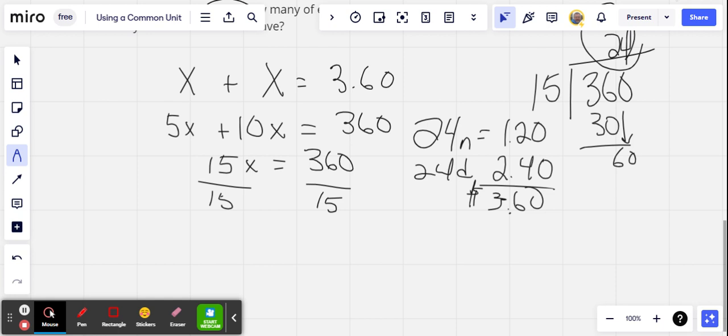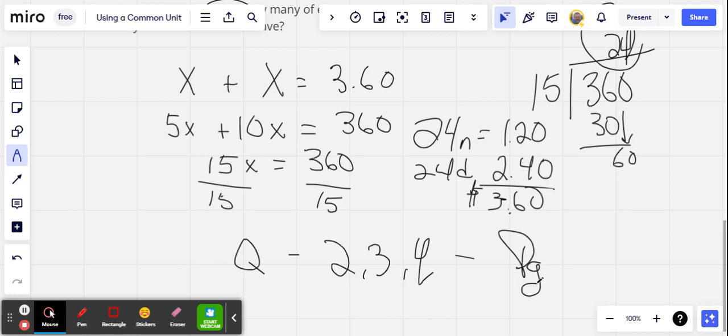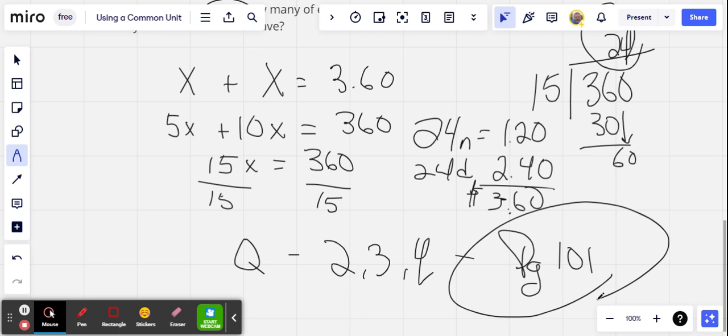For homework, I want you to do questions 2, 3, 4. It's not too many. And this is on page 101. And that should do it.